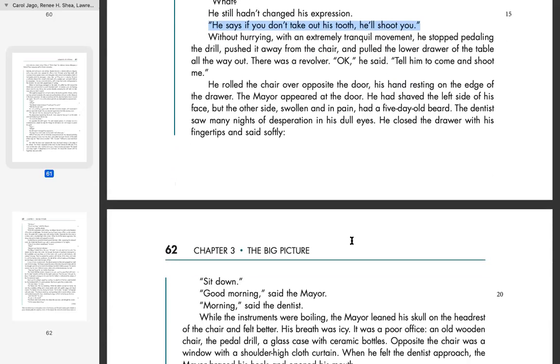Without hurrying, with an extremely tranquil movement, he stopped paddling the drill, pushed it away from the chair, and pulled the lower drawer of the table all the way out. There was a revolver. "Okay," he said, "tell him to come and shoot me." He rolled the chair over opposite the door, his hand resting on the edge of the drawer. The mayor appeared at the door. He had shaved the left side of his face, but the other side, swollen and in pain, had a five-day-old beard. The dentist saw many nights of desperation in his dull eyes. He closed the drawer with his fingertips and said softly, "Sit down."